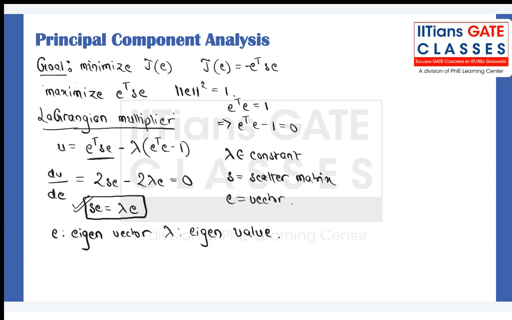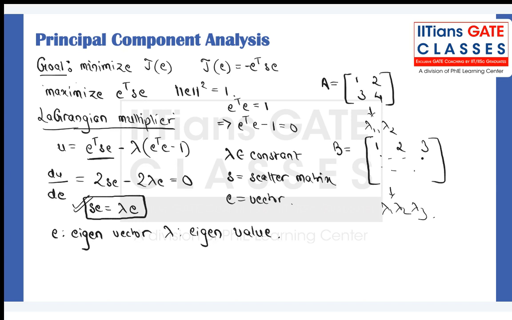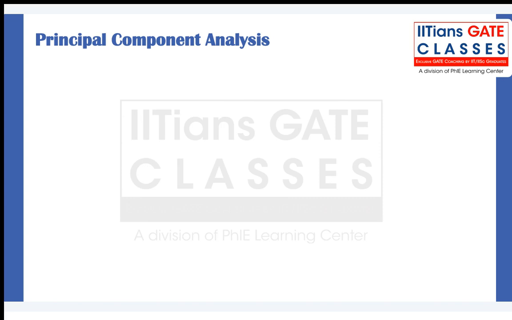So for instance, if I take any matrix A as 1, 2, 3, 4, and you try to calculate the eigenvalues of this matrix, you will have two eigenvalues, lambda 1 and lambda 2. If I have a three-dimensional matrix, then you will have three eigenvalues, lambda 1, lambda 2, lambda 3, correct? And each of these eigenvalues will give you a corresponding eigenvector. Let's take a small example. Let's say my D, the number of columns in my data set, is 5. So my scatter matrix eigenvalues are lambda 1 till lambda 5.